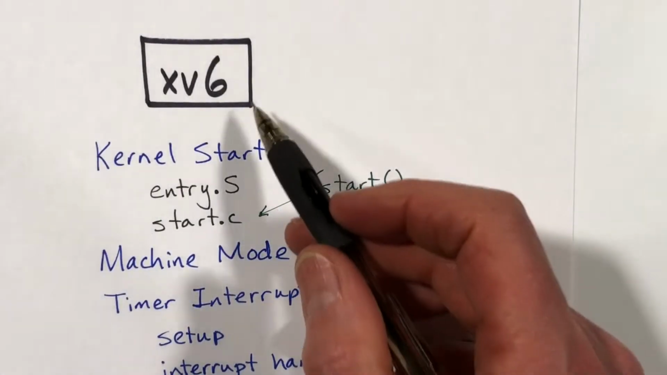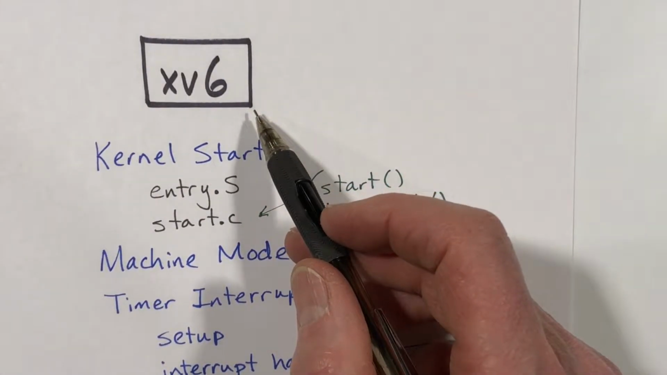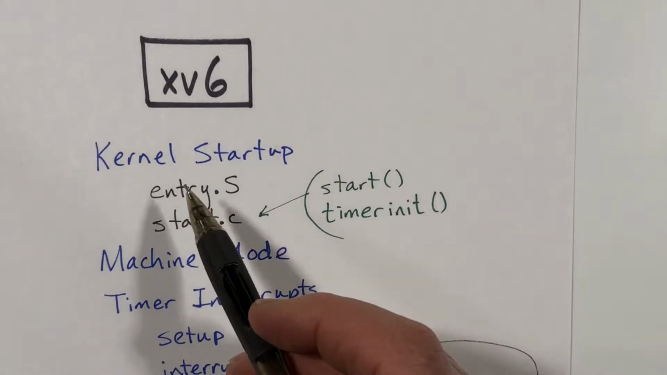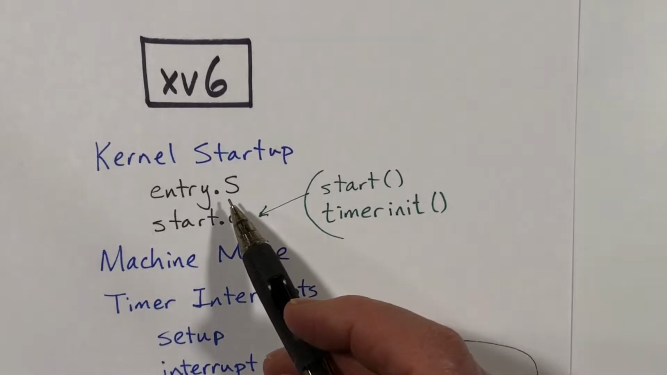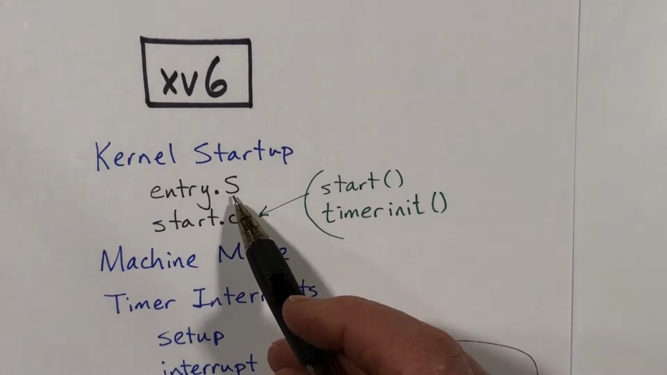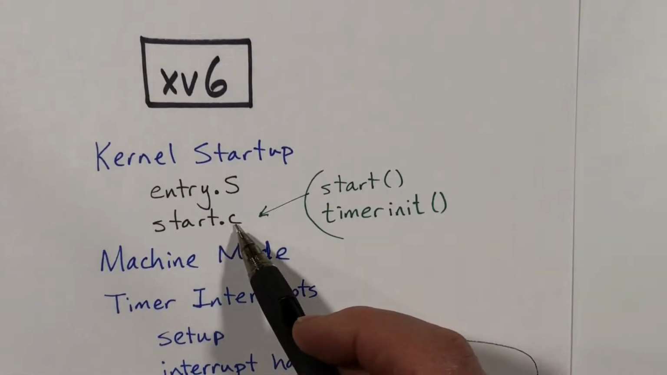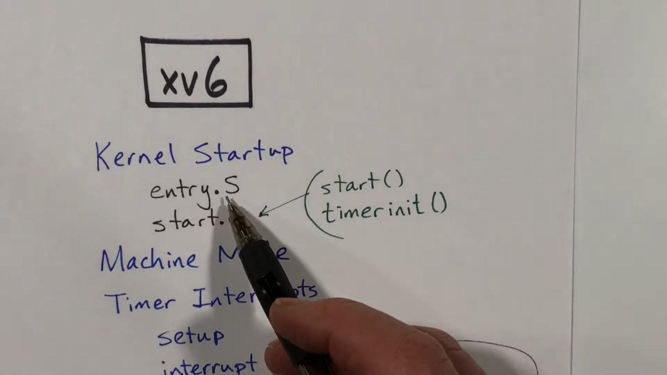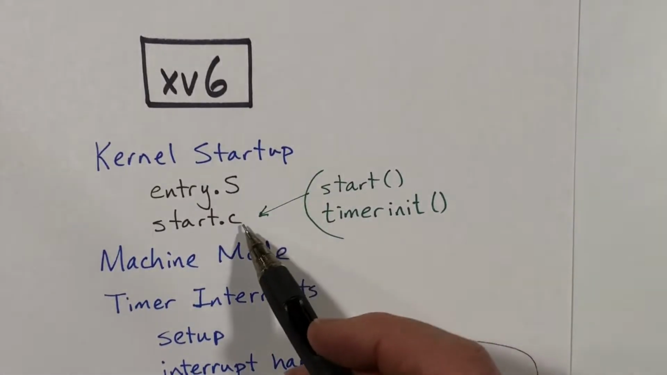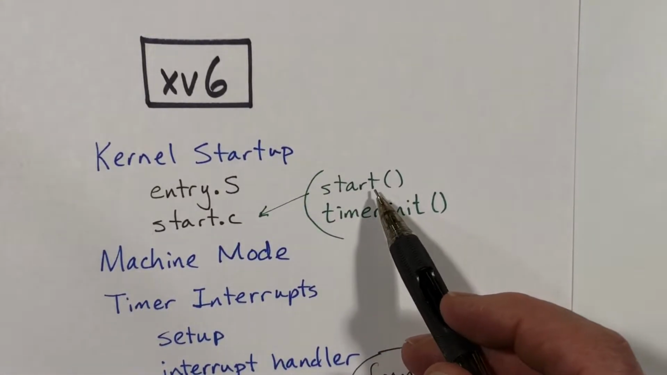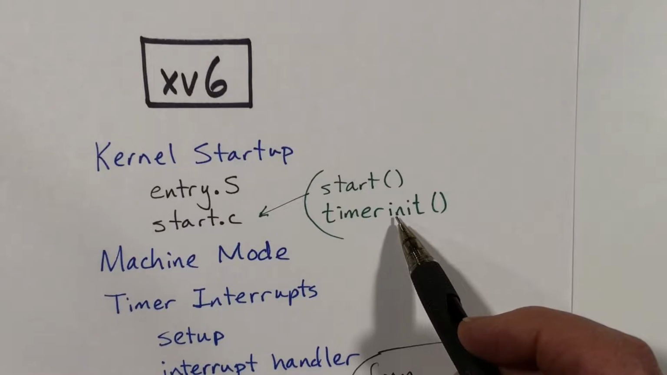This video is part of a series on the xv6 operating system kernel. In this video, I'm going to talk about the kernel startup procedures. I'll go over the code in the file entry.S and the file start.c. Entry.S is pretty short. It contains a few assembly code instructions. Start.c contains two functions, start and timer init.